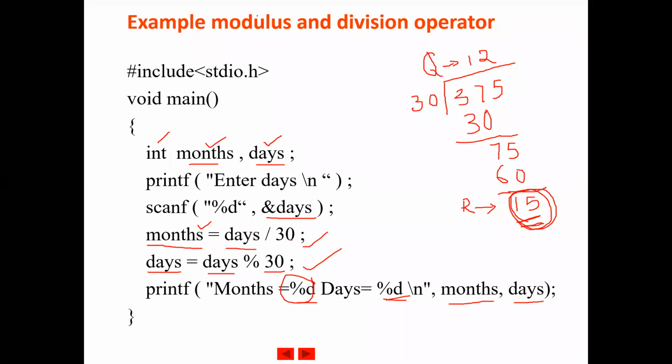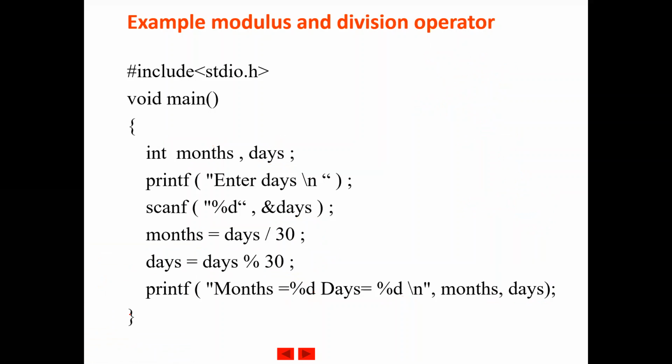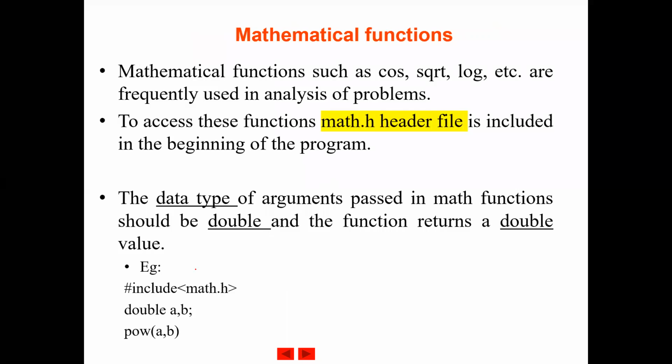I'll ask you to execute it also. Today you have to send this after execution. So this will give you the number of months and number of days. If you just enter 375, or you can run the program with a different number of days, and find how many months are there and how many days are there.